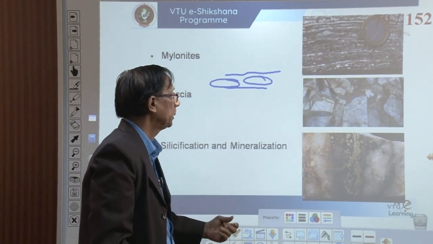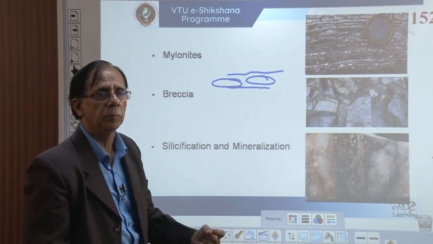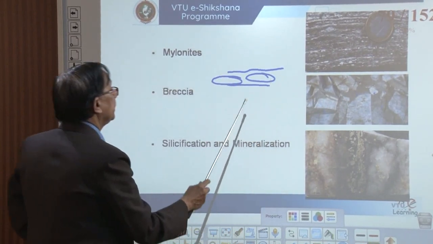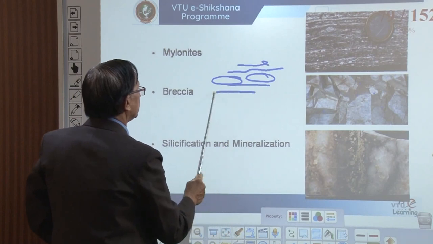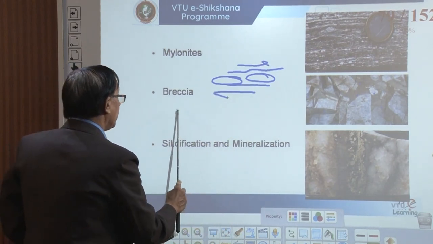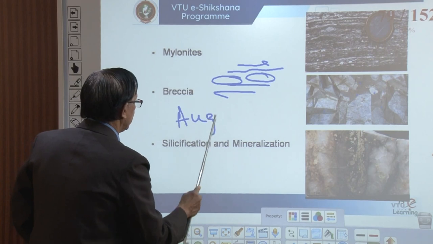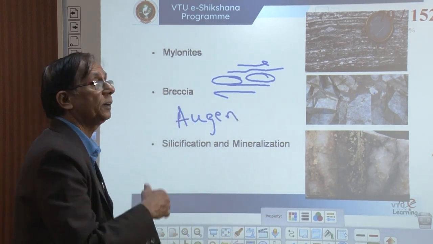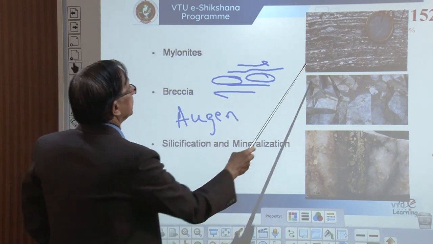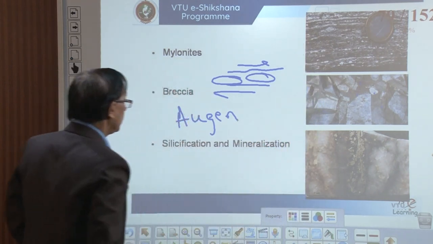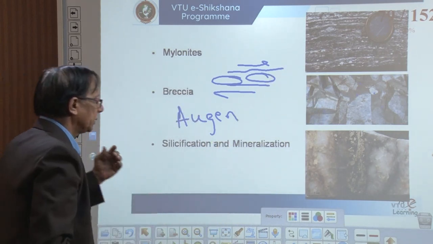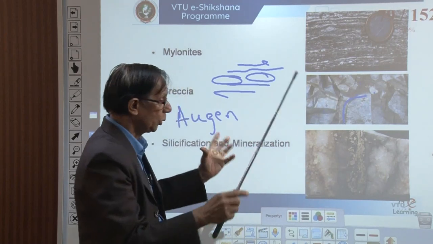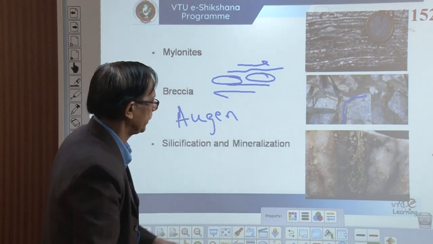Mylonite is a powdering; breccia is in between, and sometimes it is stretched and elongated in the direction of stress. This we call augen, A-U-G-E-N, augen gneiss. Gneiss is similar to a metamorphic rock, though not perfectly. Mylonite is completely powdered. Breccia is angular rock fragments. Huge rock fragments are broken into smaller and smaller fragments.